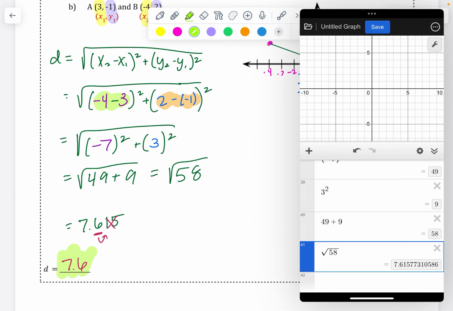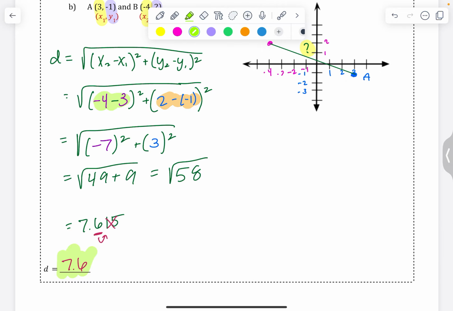Okay. All right, that's it about the distance formula. It looks like we have a class kick slide.